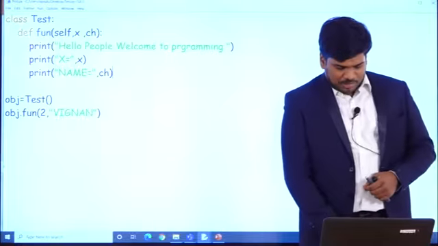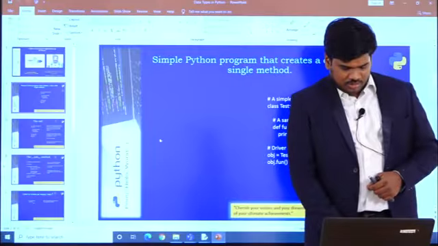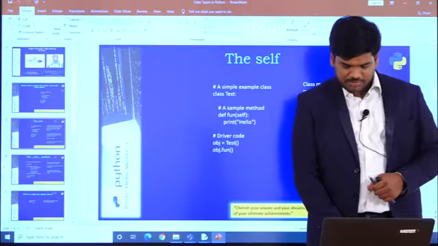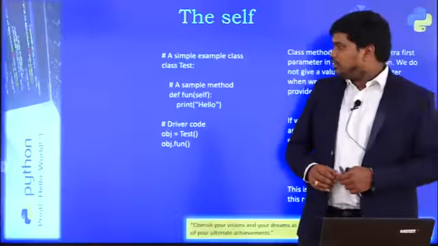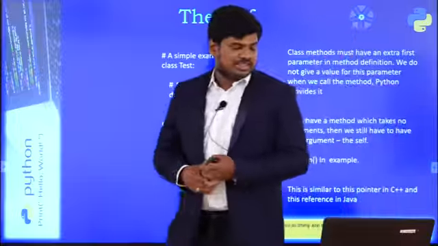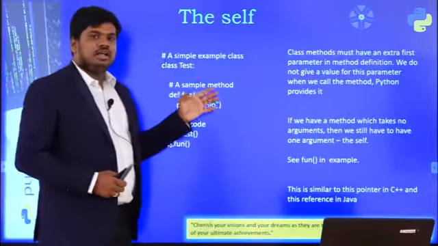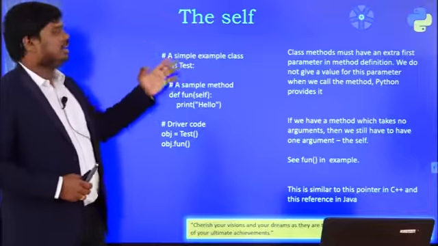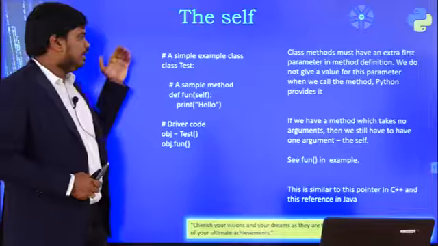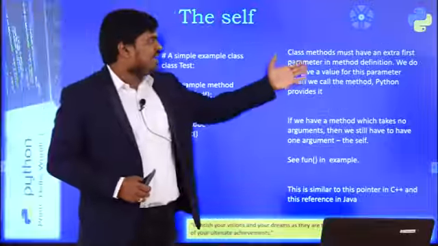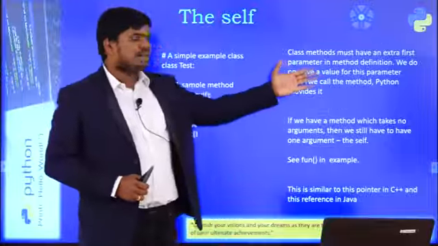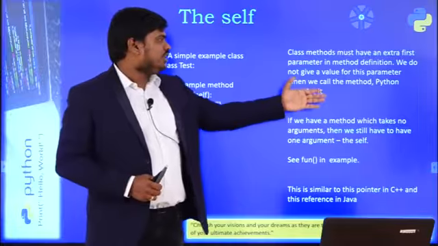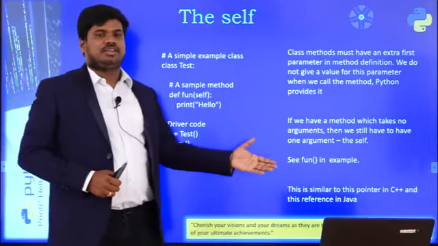And coming back to our discussion, observe carefully, coming to the self, a class method must have an extra first parameter in a method definition. We do not give a value for this parameter. When we call the method, Python provides it.